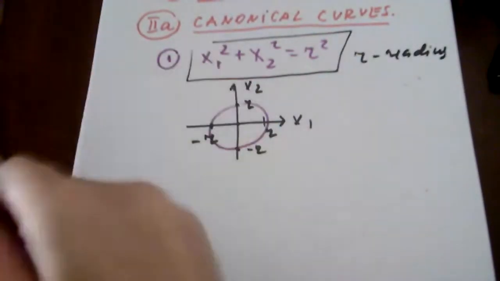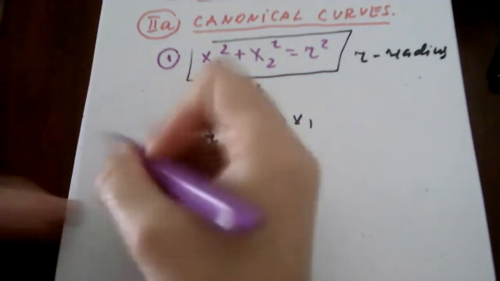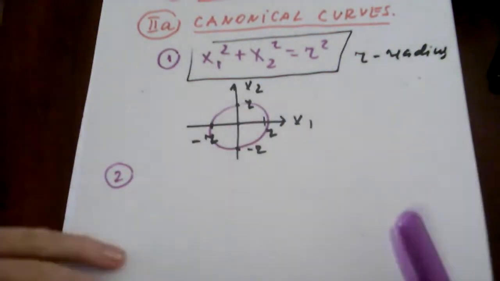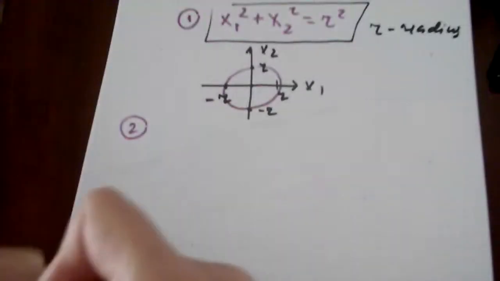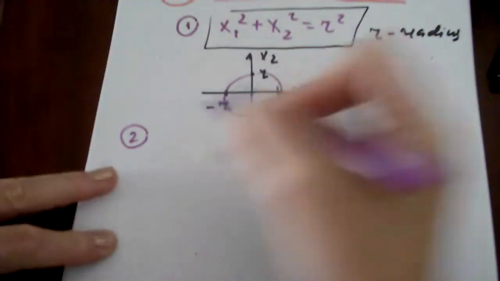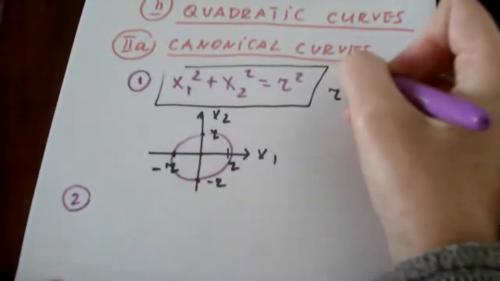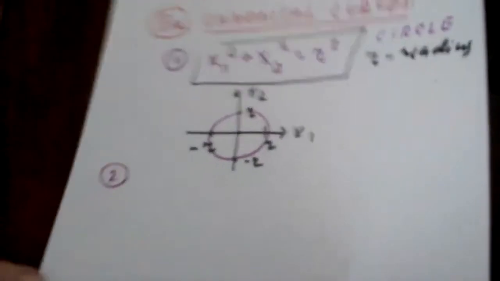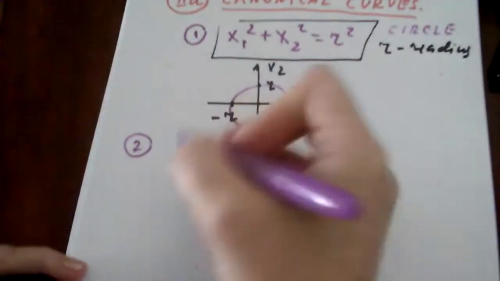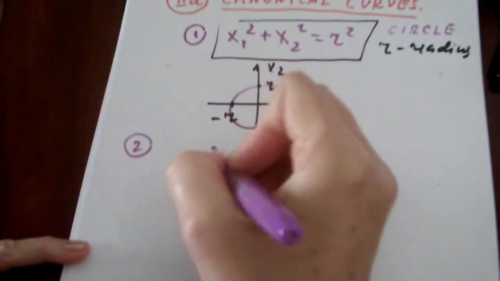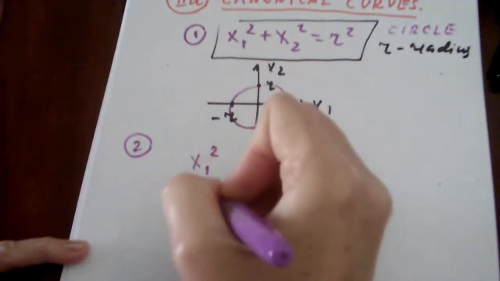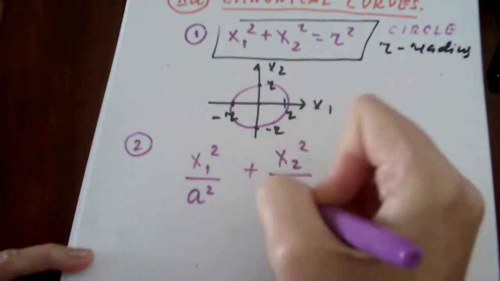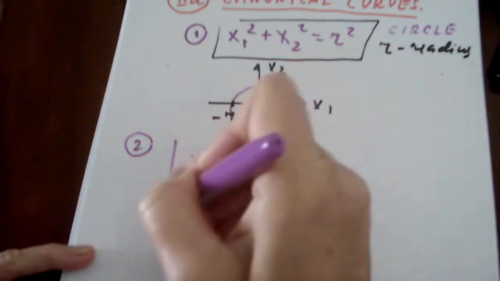Let's move to the second curve, and here we can discuss some examples. It will be much more interesting here. Okay, so I forgot to write the name circle just in case. Circle. So this equation was representing the circle. Now the second equation will be pretty similar: x1 squared divided by a squared, plus x2 squared again, but divided by b squared, is equal to 1 this time.